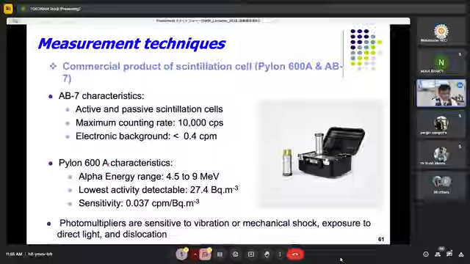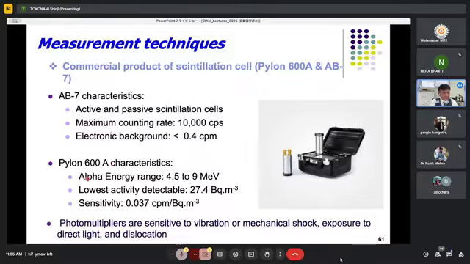Pylon 600A characteristics: alpha energy range 4.5 to 9 MeV. Lowest detectable concentration is 27 becquerel per cubic meter. Sensitivity of this cell is 0.037 CPM per becquerel per cubic meter. Photomultipliers are sensitive to vibration and mechanical shock, exposure to direct light, and dislocation.